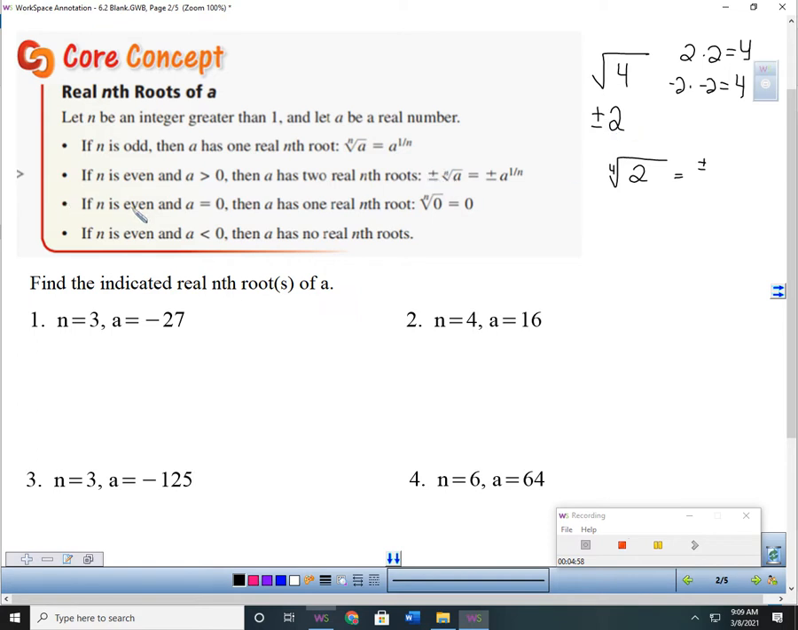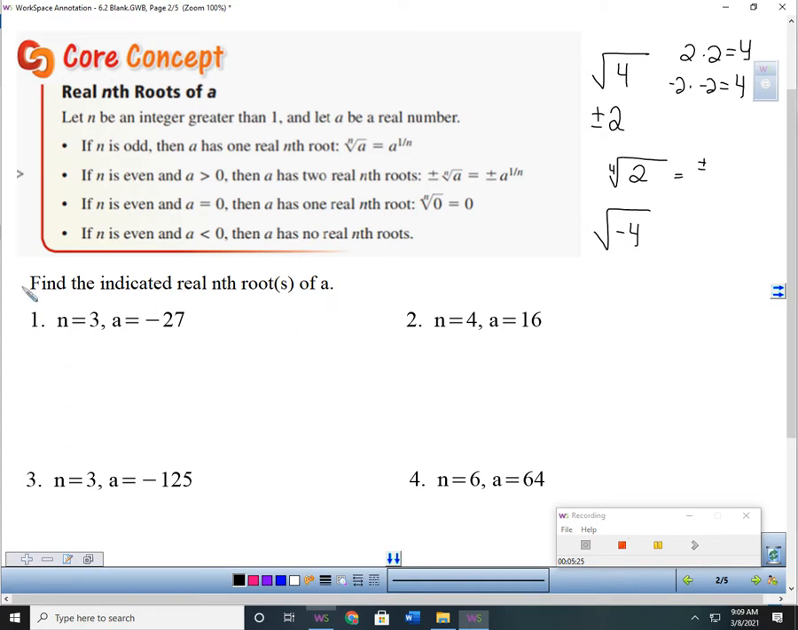If your root number is even and the number underneath is 0, then you just have one root. That's 0, because you can't have a positive 0 and a negative 0. 0 is just 0. And then if the number underneath is negative, you don't have any real roots. So let's say I take the square root of negative 4. There's nothing times itself that equals a negative, because two positives multiplied together make a positive, and two negatives multiplied together make a positive. So I don't have any real roots.